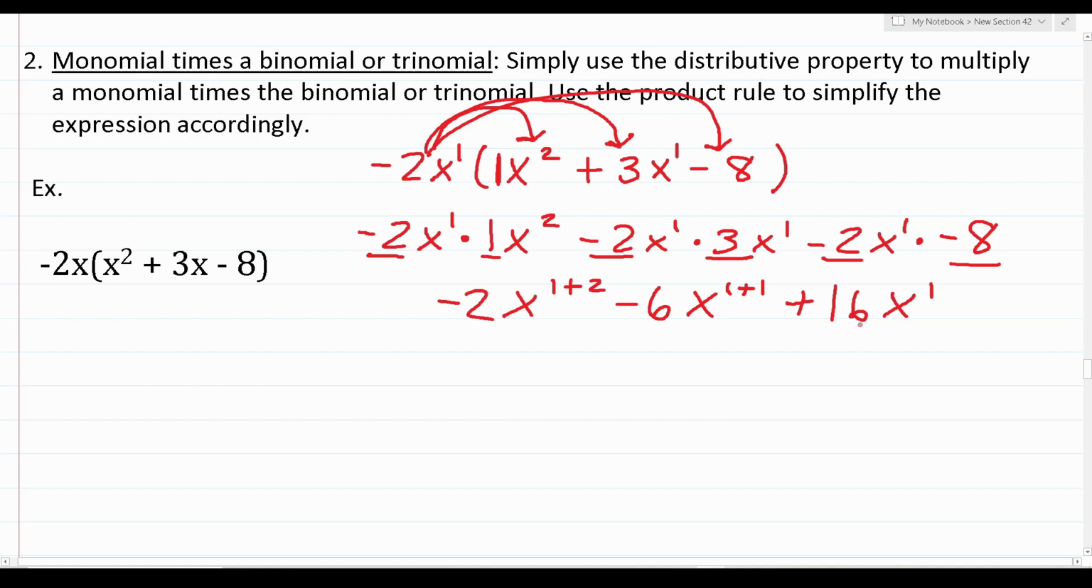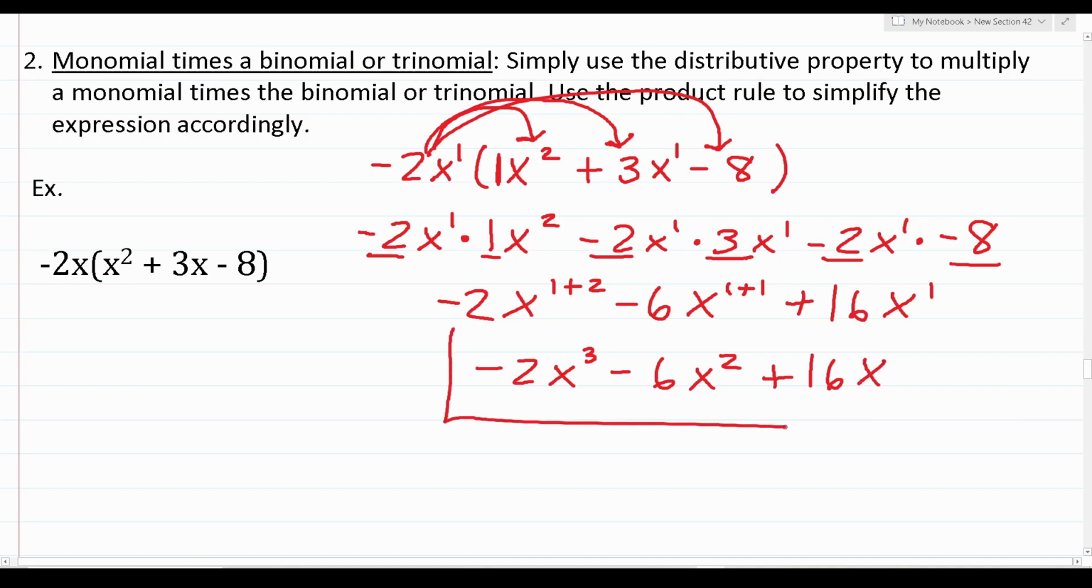And now let's take care of the basic arithmetic here. So this becomes negative 2x, 1 plus 2 is 3, minus 6x, 1 plus 1 is 2, plus 16. Again, you don't express that 1, so we'll just leave this as 16x. And just like that, we multiplied this monomial by this trinomial.